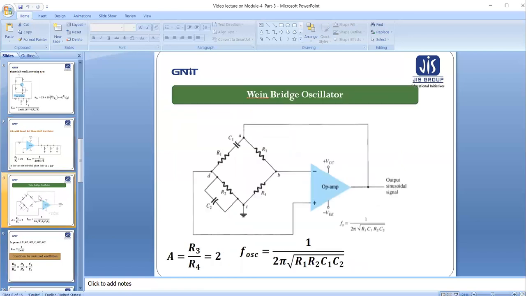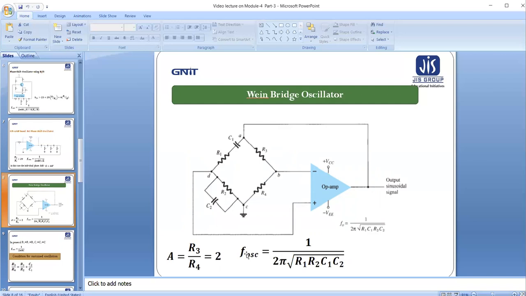Next, we are going to the Wien bridge oscillator. The Wien bridge oscillator is also an audio frequency oscillator. It also produces a much more stable output, but the circuit design is quite complicated. It needs tedious calculations to design an accurate circuit. So first we are looking into the Wien bridge oscillator feedback circuit. The feedback circuit from output to input is processed through a bridge type network.